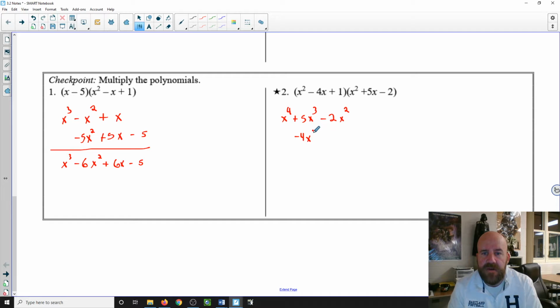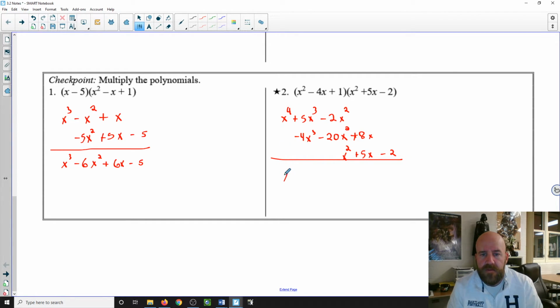So when you're doing these, you just want to make sure you line these up. Negative 4x times 5x. And positive 8x. And then the last one, we have to put the 1 in. So first one is a square, so we're going to go right here. And so now we add vertically.